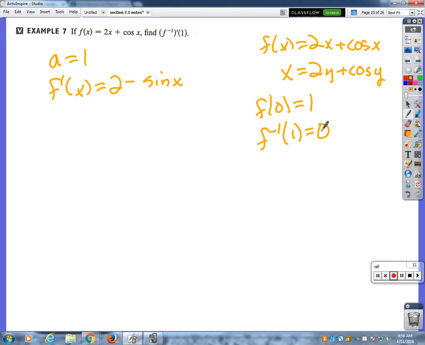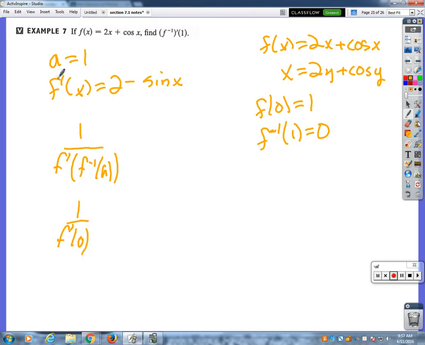Okay, so what was the formula for finding the derivative? 1 over f prime of the inverse at that point, right? Okay, so we got to start in the middle and work our way out. So what is f inverse of a in this case? 0, because that's what we just figured out right here. Does that make sense? Okay, so I want 1 over f prime of 0.